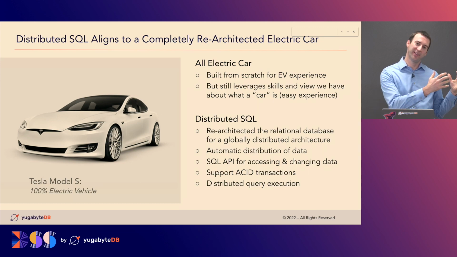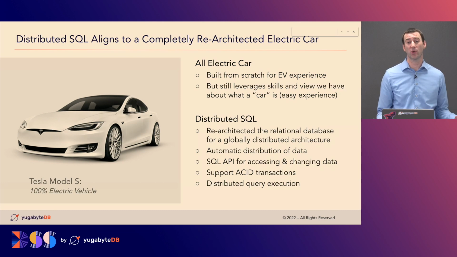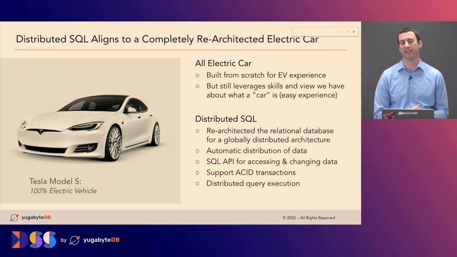So you get the best of both worlds of a modern architecture underneath this new storage layer, and then you get this approach of the familiarity on top of how you write applications and interact with it. And so we think about distributed SQL. What are those core characteristics? What are those qualities that are important in distributed SQL? It's that re-architected design that has automatic distribution of data. It has that SQL API for accessing and changing data. It's fully ACID compliant. So we have that true consistency that you need for systems of record for transactional databases.